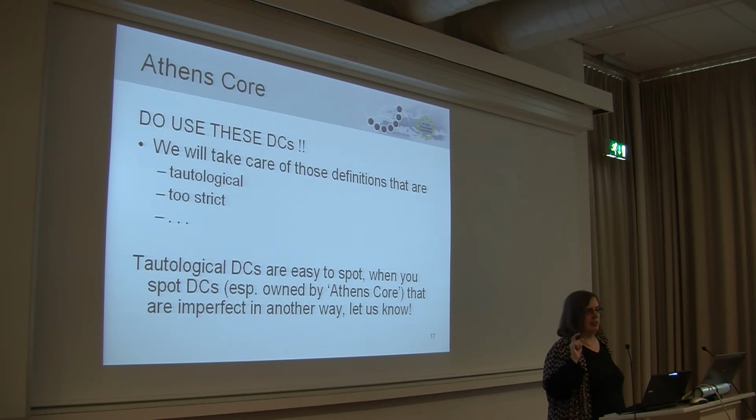We can see easily that they are tautological. But for example, this example of the conversation, and that is more than two speakers. When you see that kind of mistakes, please report them to us, because they are much harder to see, whether that kind of things are too strict or not. And the tautological ones, we hope we see them ourselves.